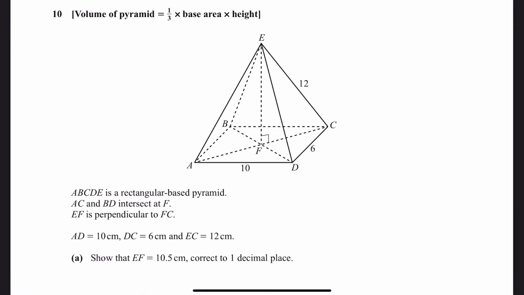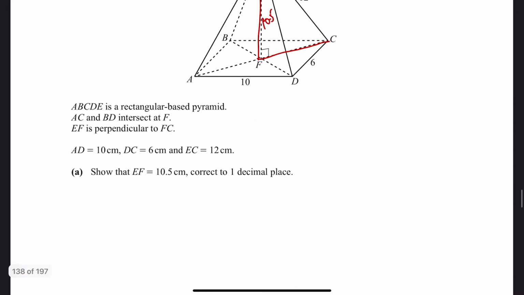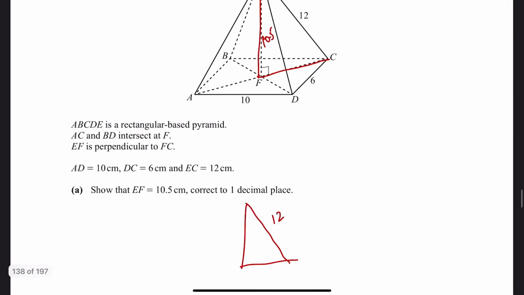Okay, this is a pyramid. It says ABCD is a rectangular pyramid. AC and BD intersect at F. EF is perpendicular to FC. AD equals 10. And all of this shows that EF is 10.5. Okay, in order to show EF, I'm going to create a right triangle between FC and E, and I'm going to say that I want to prove the height somehow, and I just know that the hypotenuse EC is 12.